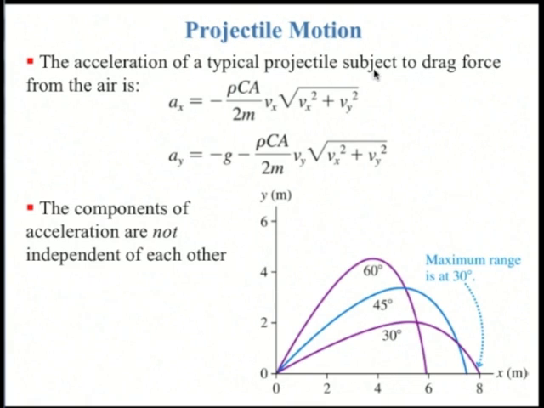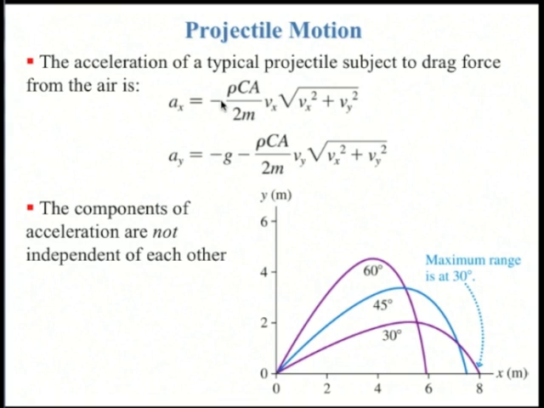The acceleration of a typical projectile subject to drag force from the air is, in components: the x component of the acceleration is due mostly to drag, negative rho C A over 2m times the x component of the velocity times the speed, and the y component of the acceleration is minus g, as it would be for any projectile without air resistance, minus, again, this drag component. Negative rho C A over 2m times the y component of the velocity times the speed.